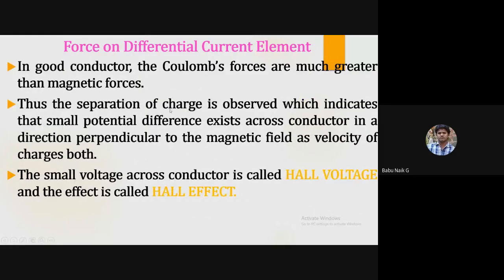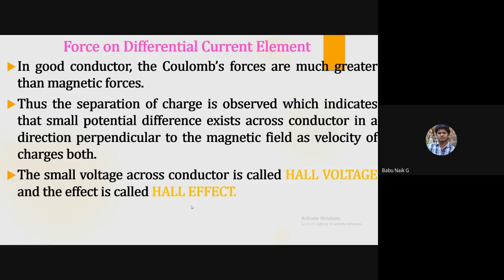In a conductor, the Coulomb forces, that is the electric field forces, are much greater than the magnetic forces. This suppression of the charges is observed, which indicates that a small potential difference exists across the conductor in a direction perpendicular to both the magnetic field and the velocity of the charges. We call this voltage across the conductor the Hall voltage, and this effect the Hall effect.